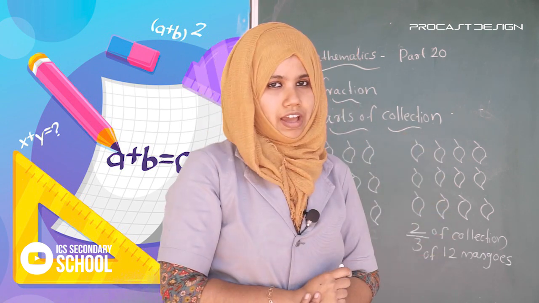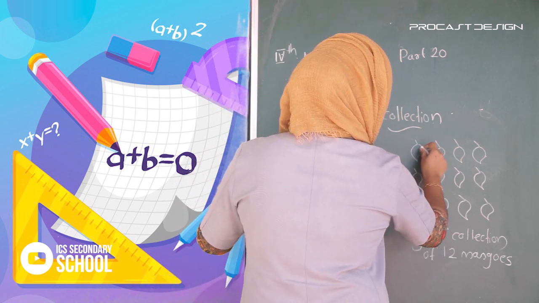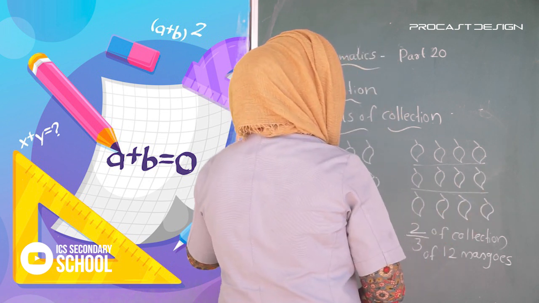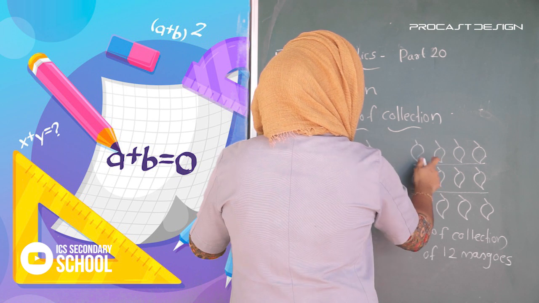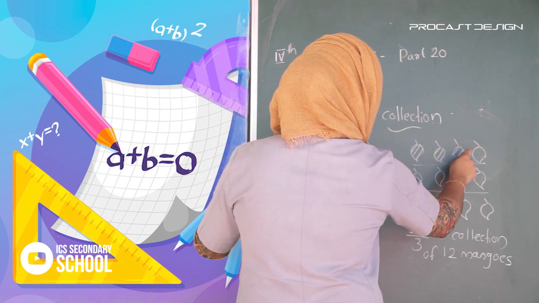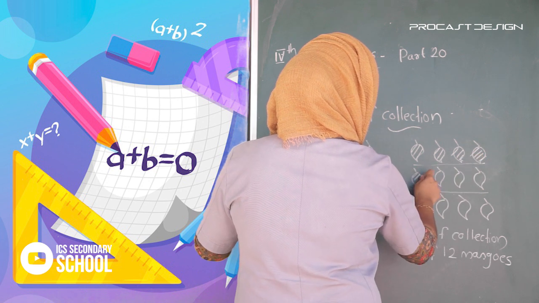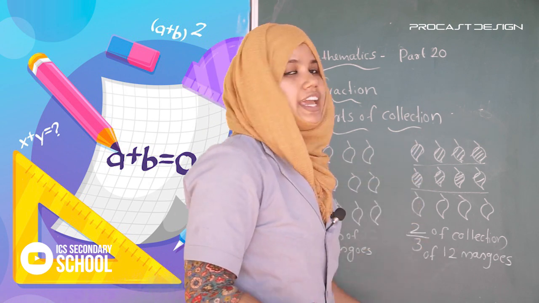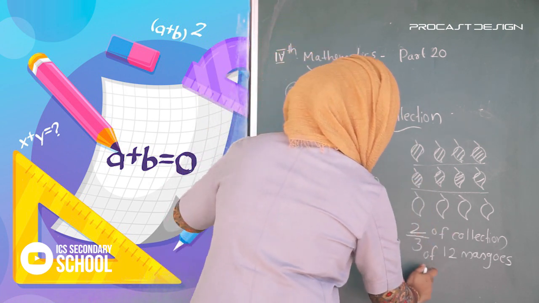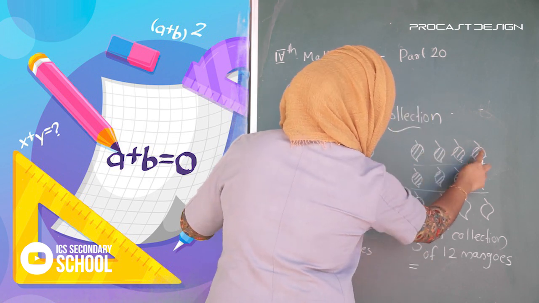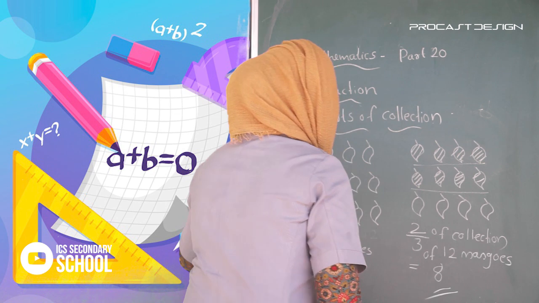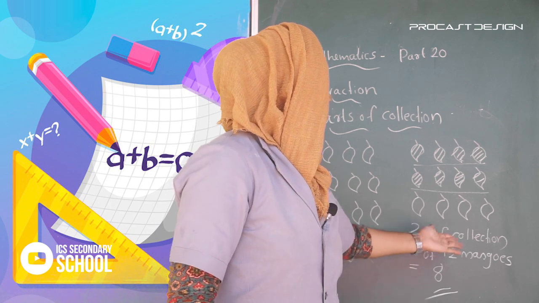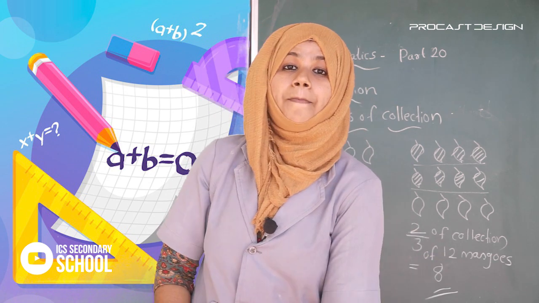Here total 12 mangoes. So we can divide it into 3 equal parts. First 1, 2 and 3 equal parts. Here 2 by 3rd means first and second, total 3 equal parts and 2 by 3rd means this. So how many? 8. So we get 8. Is it clear? 8 mangoes. This is 2 by 3rd of the collection of 12 mangoes. This is parts of collection.